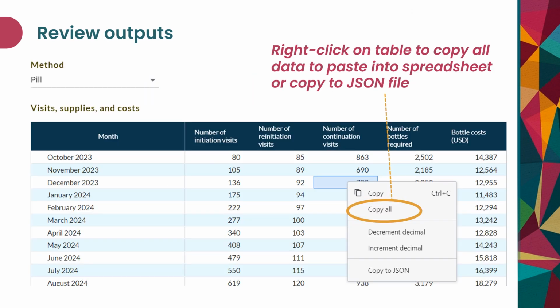The outputs will then show you the number of visits expected each month and the amount of PREP product needed, as well as their associated costs. If multiple methods were specified, use the drop-down menu to see the method-specific results. You can use the number of visits to estimate the number of needed HIV tests and other visit-related resources. To save the information externally, right-click and copy and paste into an Excel workbook or Google Sheets. You can also save the results in a JSON file to share with colleagues and upload at a later date.